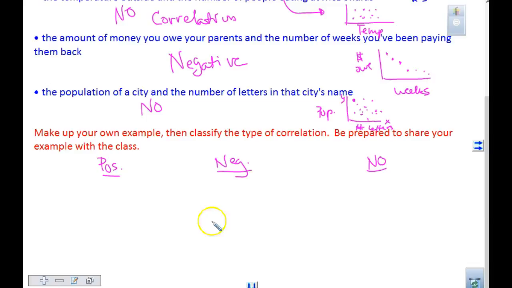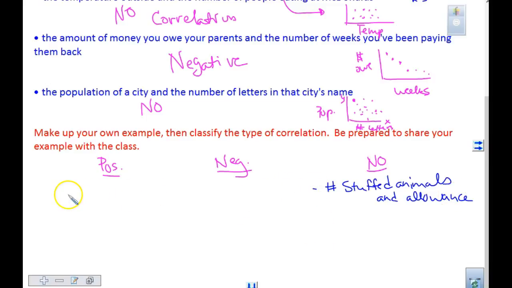Abby. I had one for no. The amount of stuffed animals a 7-year-old has, and the amount of allowance they get for food. We'll put the number of stuffed animals and allowance. Possibly have no correlation. Although if you get more allowance, you might get more stuffed animals, but possibly no relationship.